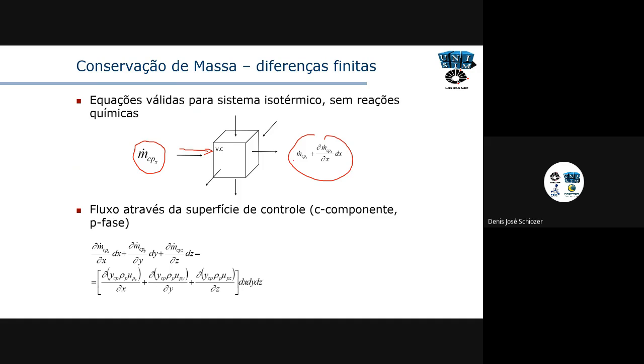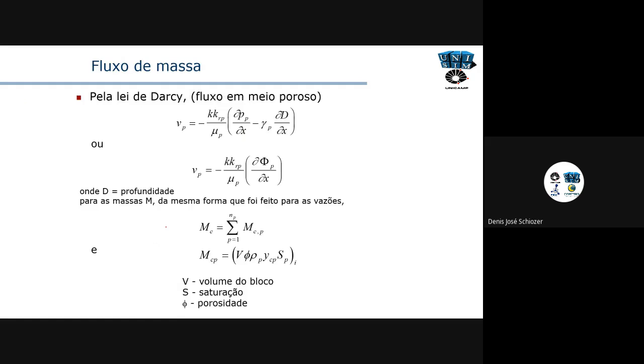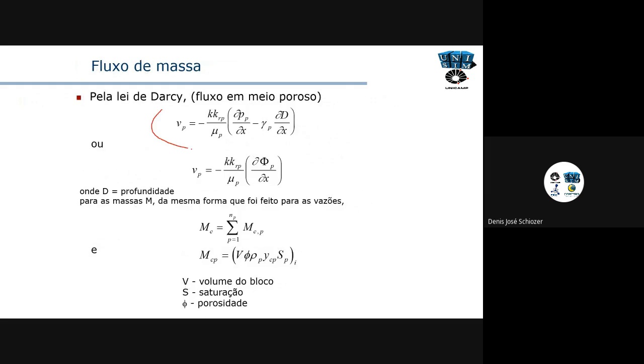The mass that's going in and out can be from block to block, from block to well, or from well to block, okay? So we have to compute all this mass. We have seen all the equations. If you have questions, just stop me. But at the end, this is the Darcy's law that we have to include.